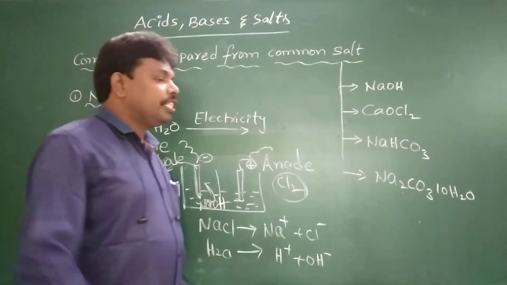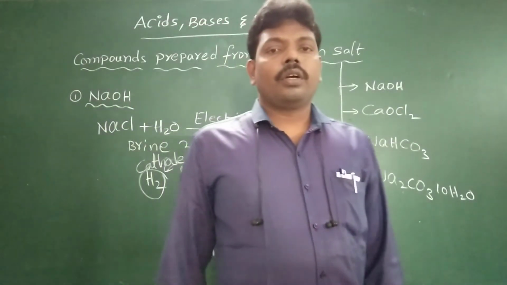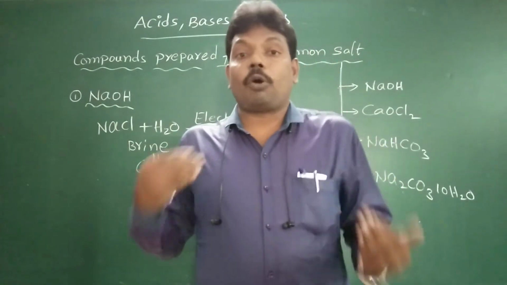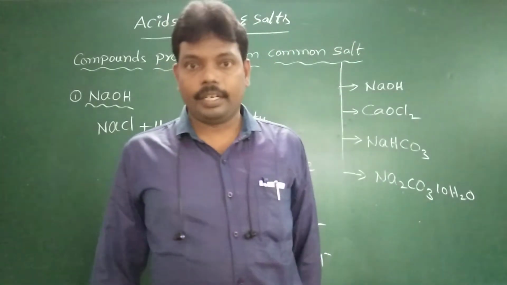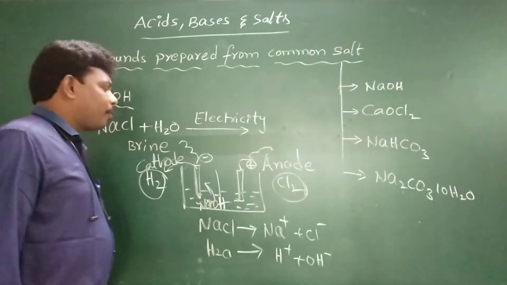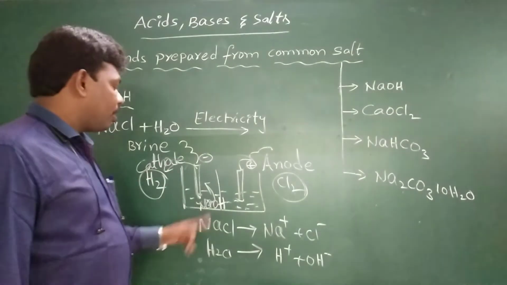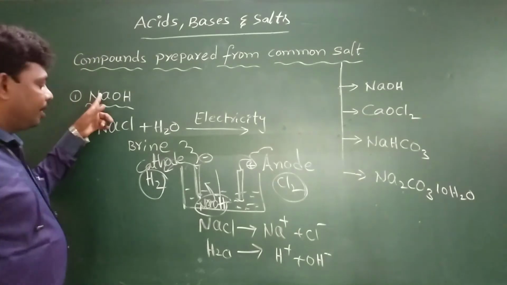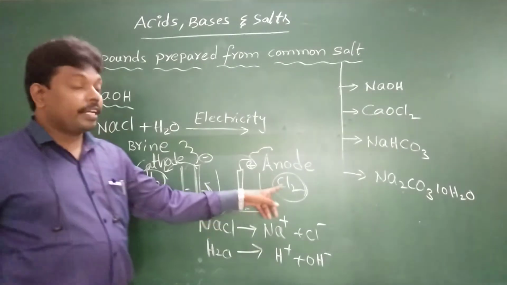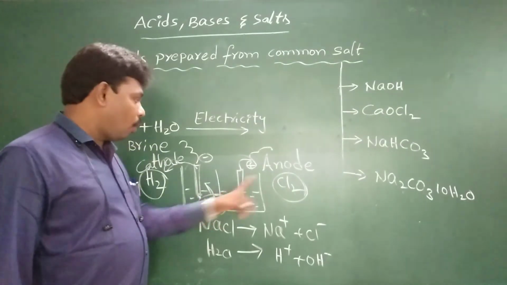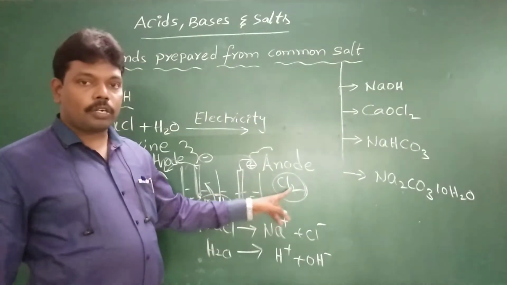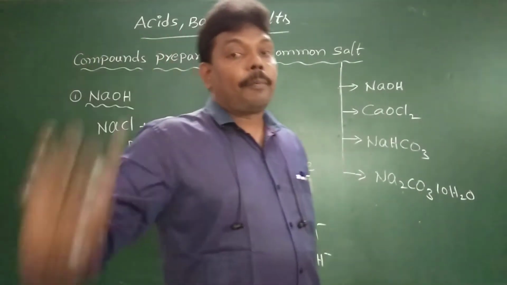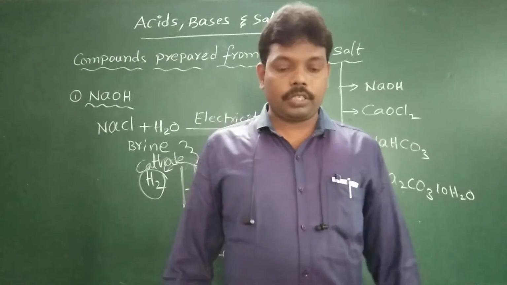And one more question: why is the electrolysis of brine solution called the chlor-alkali process? Because in this process alkali is produced. Which is the alkali? NaOH is the alkali. So here alkali is produced and chlorine gas is also produced. That's why it is called chlor-alkali. Chlorine gas is the chlor, and here is the alkali. That's why this process is called the chlor-alkali process. Got it now? This is very important.